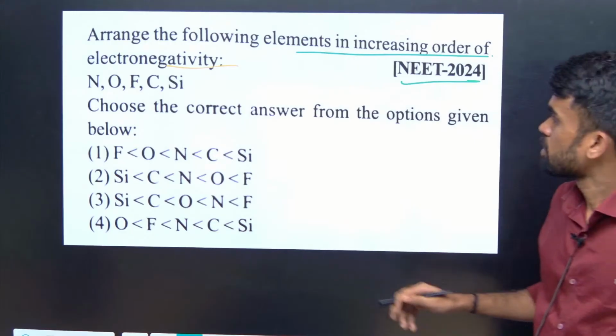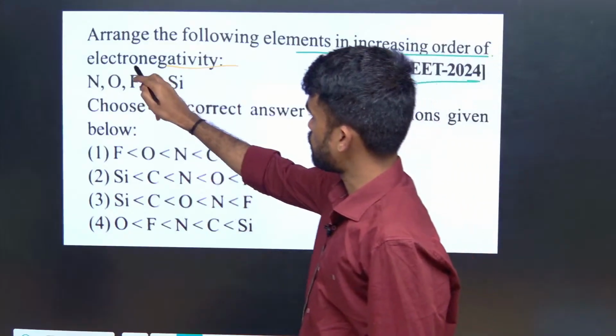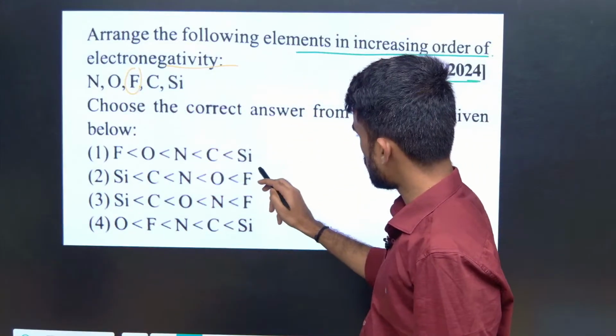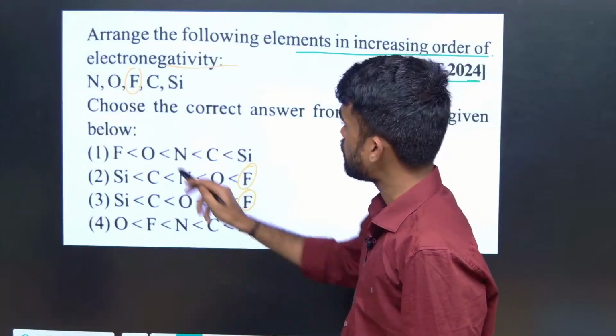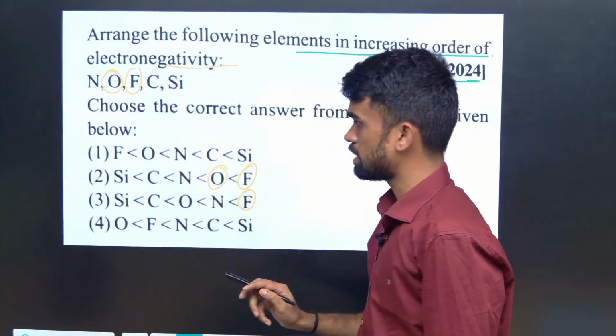Okay, yes, tell me. We know fluorine is the highest. These are the two options we have. After that, oxygen is there in this option only, so go with the second option. Easy question, na?